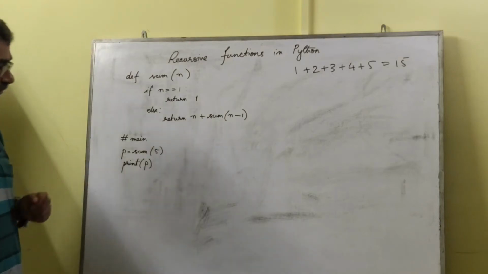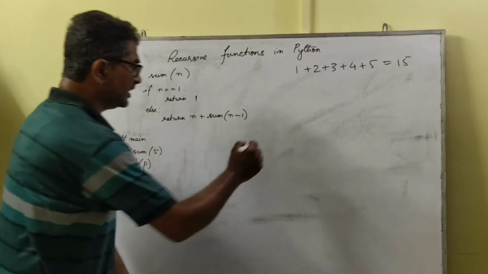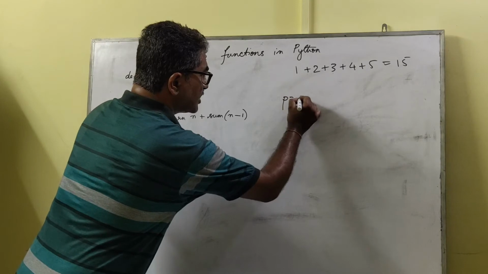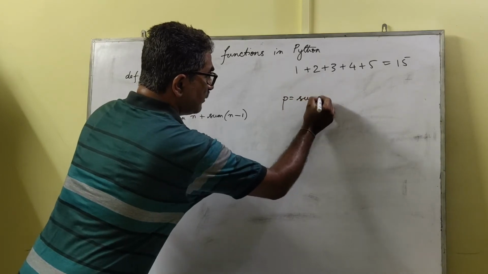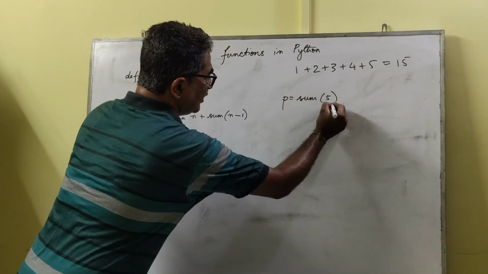Now we are going to check whether it really gives us this 15 as a result inside the variable p. Here you see, I made a call to the function named sum and I am passing 5 to it. So this is the value of n.